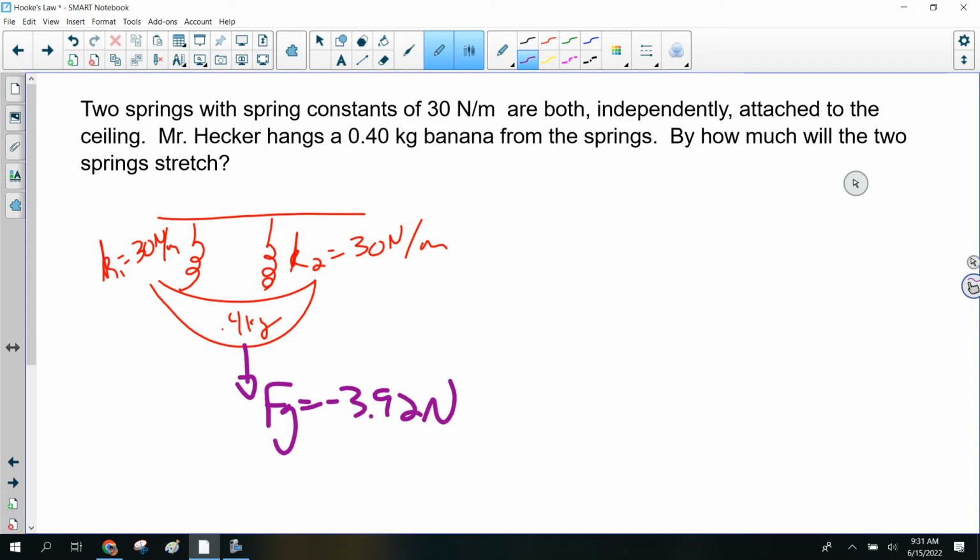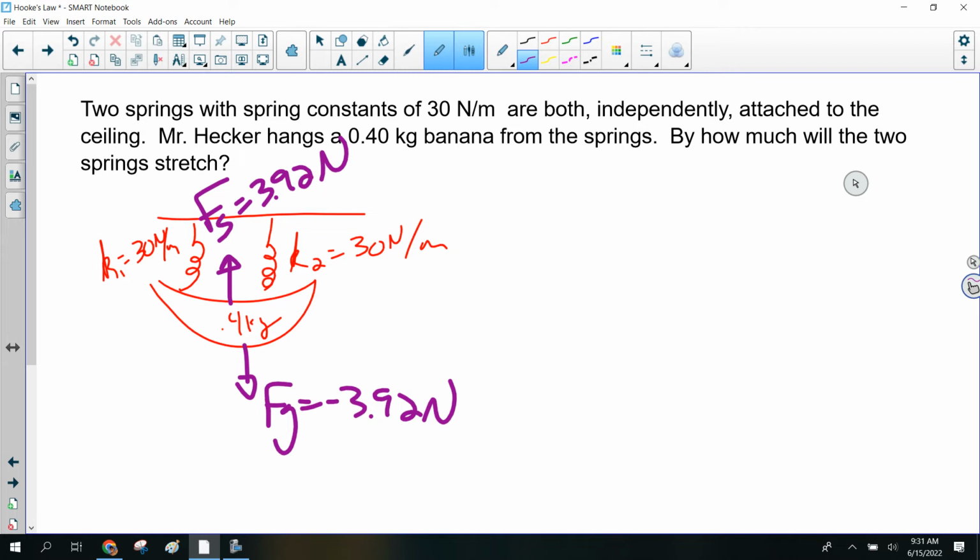That means my combined force of my springs also has to be 3.92 newtons. So force of springs is 3.92 newtons. To be clear, that's the combined force of the springs. We're trying to figure out how much the two springs stretched. So what we have to do is find our equivalent spring constant.